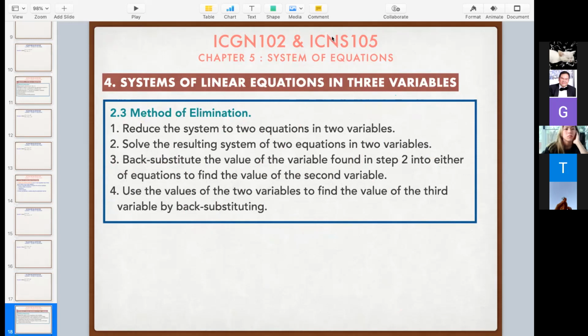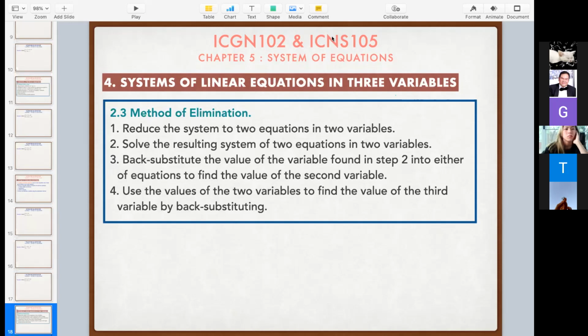Normally they come in terms of, let's say, 3 equations, and they want you to find out the value of those 3 variables. So when we have those equations, firstly we have to reduce the system to be 2 equations in 2 variables first. From 3 equations with 3 variables you reduce it to 2 equations with 2 variables instead.